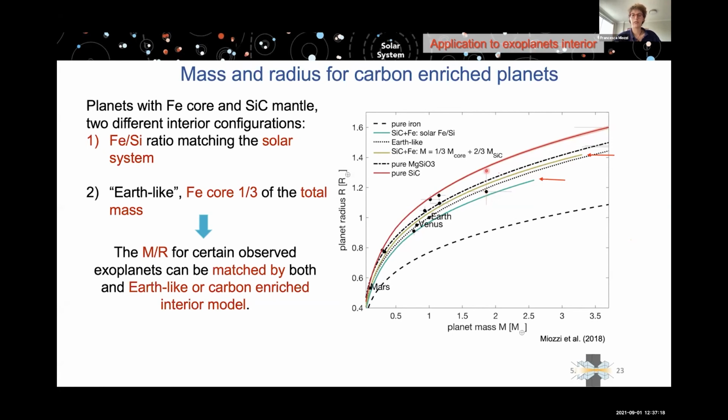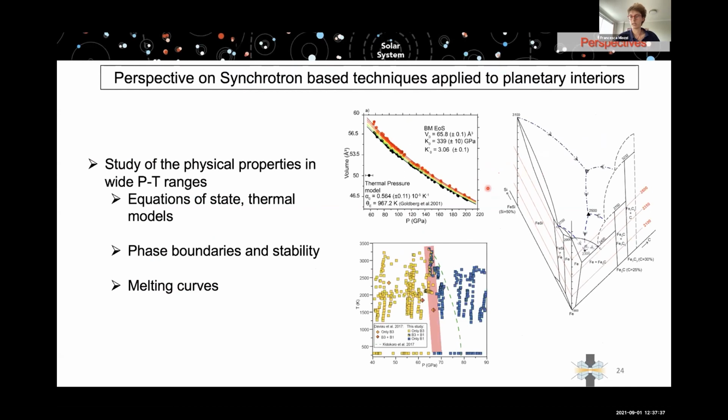So this planet, if we consider the error bar, can be either Earth-like or carbon-rich, and we wouldn't be able to distinguish. So where does this lead? This implies that we can't really stop at knowing the mineralogy of a planet and the physical properties, but we have to go deeper. We have to understand how the phases interact with each other, which are the density contrast, and which are the dynamical processes.